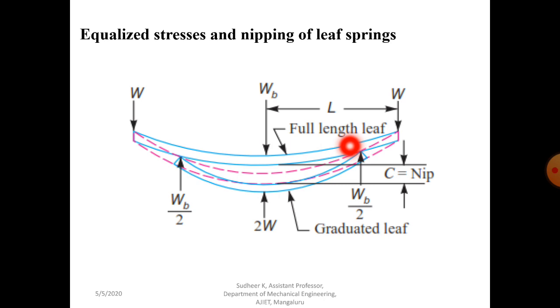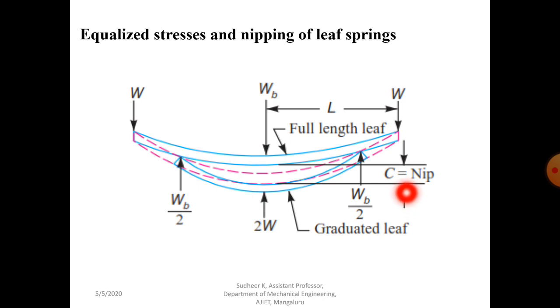Before leaves are assembled to form a spring, we have to give a certain gap. By doing so, we have to leave some space, so that a gap or clearance will be left between these two leaves. So this gap is denoted by capital letter C. This initial gap we call nip, denoted by capital letter C. So it is called nip. C is nothing but nip.